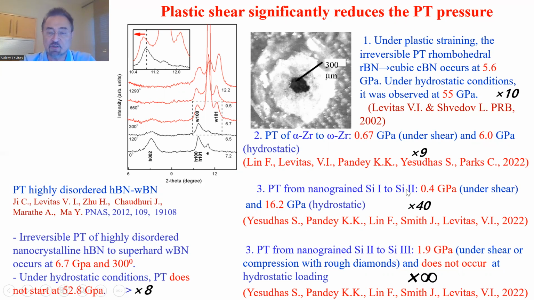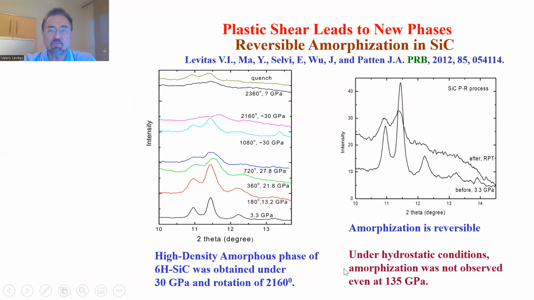Silicon 1 to silicon 2, 0.4 versus 16.2. And silicon 2 to silicon 3, 1.9. And it does not occur on the hydrostatic loading. So huge effect. Also, plastic shear leads to new phases, which cannot be obtained under hydrostatic conditions.